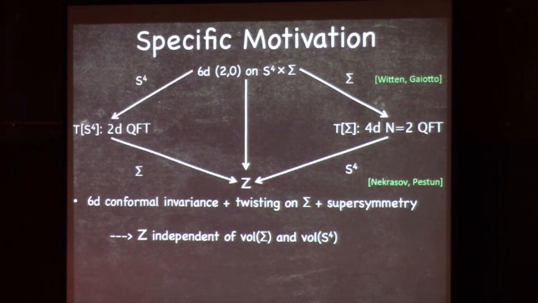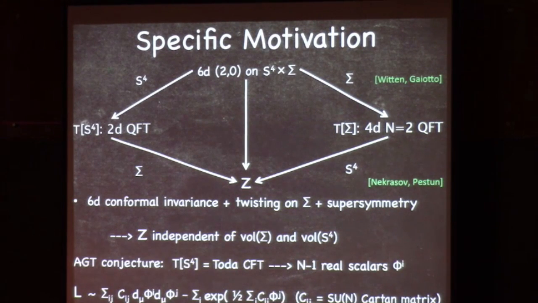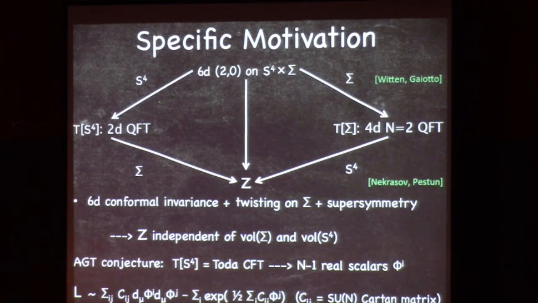Alternatively, however, we can think of the S4 as small first. Then our reduction will land us on some 2D quantum field theory, and we can put that quantum field theory on sigma to compute the same partition function. So this is what's called the 2D 4D correspondence. So famously in this context, Alday, Gaiotto, and Tachikawa conjectured that the theory that you get by reduction on the 4 sphere is the Toda conformal field theory.